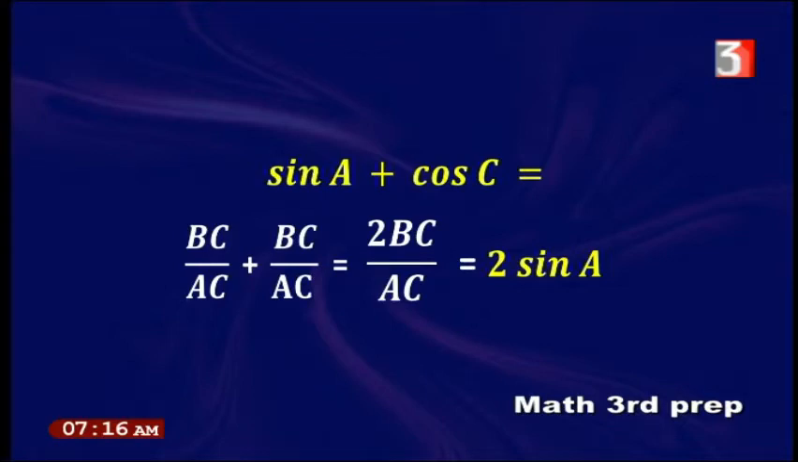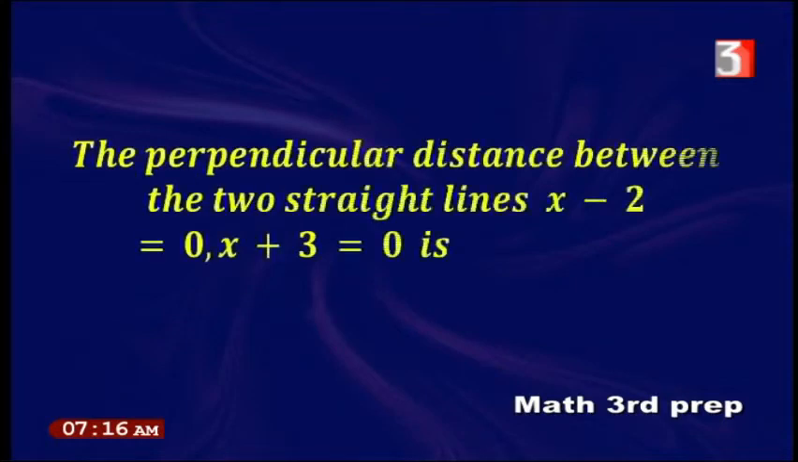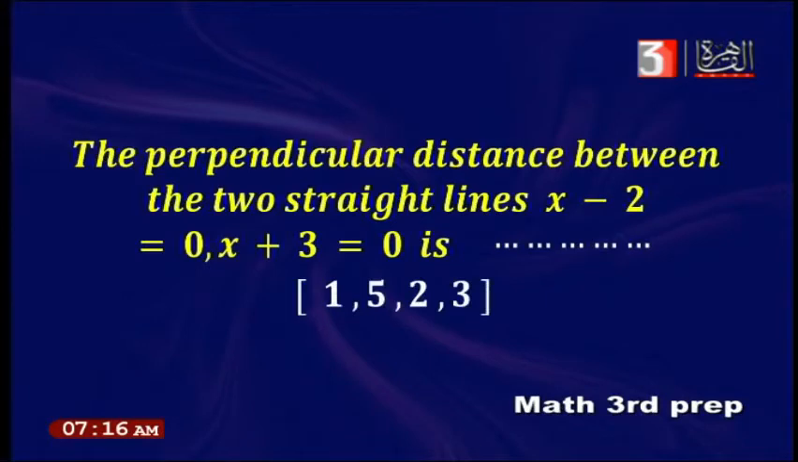Another example, the perpendicular distance between the two straight lines x minus 2 equals 0 and x plus 3 equals 0 is what? Is it 1, 5, 2, or 3? First of all, x minus 2 equals 0. In this case, we can say that x equals 2. So the first distance is 2.